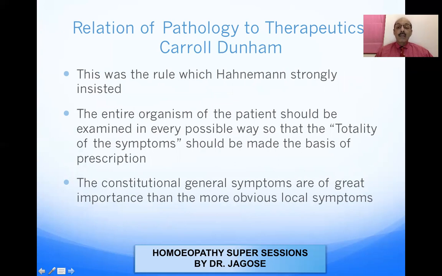The entire organism of the patient should be examined in every possible way so that the totality of symptoms should be made the basis of prescription. So the whole entity, the whole human being, the whole patient, the whole diseased individual has to be studied in the best possible way. Best possible way meaning what? The totality of symptoms. And that should be made the basis of prescription.